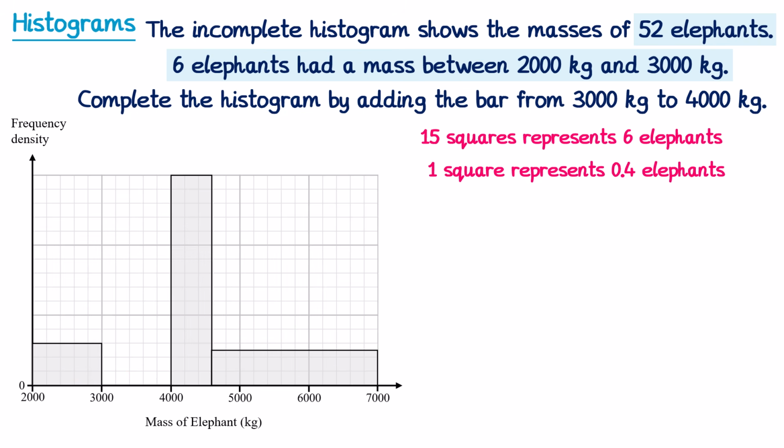Now that we know this bar represents 16 elephants, we can do 16 divided by 0.4, the number of elephants per square, to find that this bar must have an area of 40 squares. So we just need to draw a bar between 3,000 and 4,000 that uses 40 squares. The width of the bar is going to be 5 squares, so if we divide 40 by 5, we get 8 squares, which means it must be 8 squares tall. So we just draw a bar between 3,000 and 4,000 that has a height of 8. And there's your completed histogram.